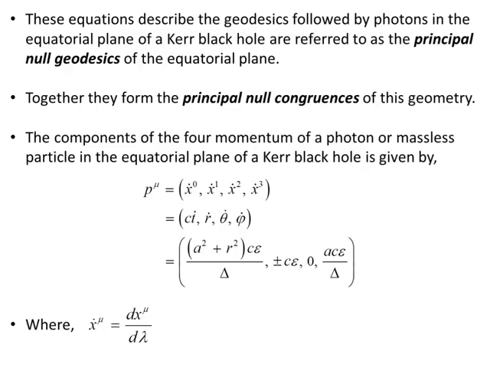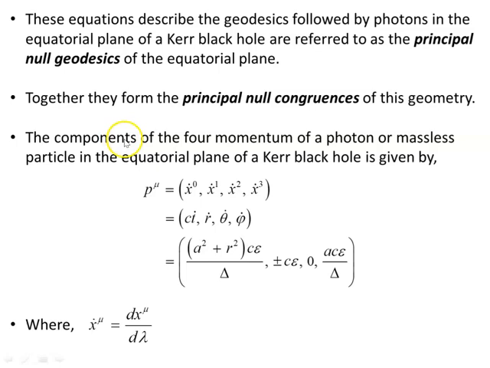Now, these equations describe the geodesic followed by photons in the equatorial plane of a Kerr black hole. So how light moves in the vicinity of a rotating uncharged black hole, and they're referred to as principal null geodesics of the equatorial plane. Together as they fill the space, they form the principal null congruences of this geometry.